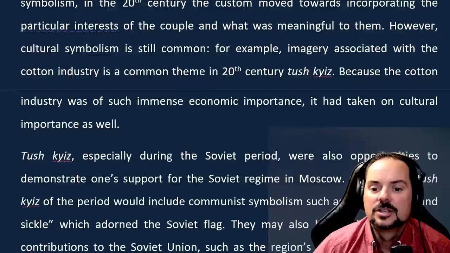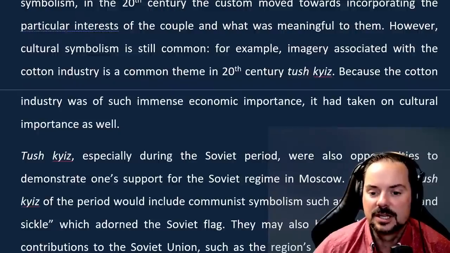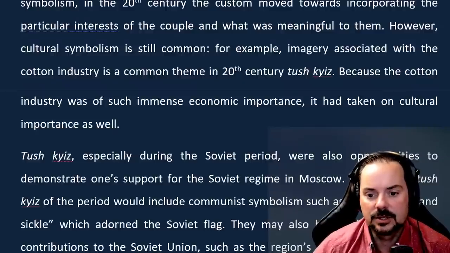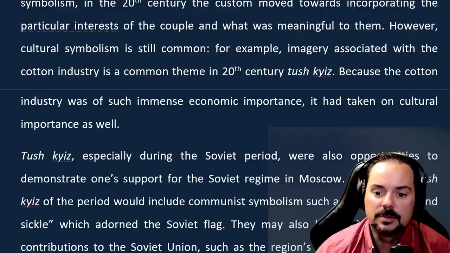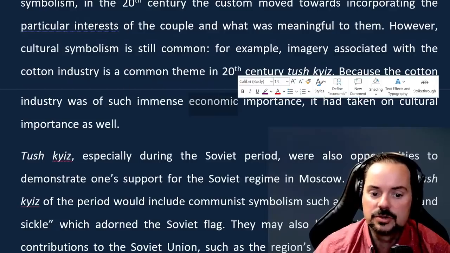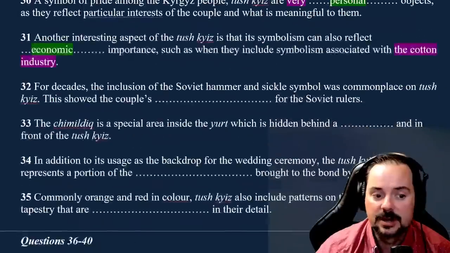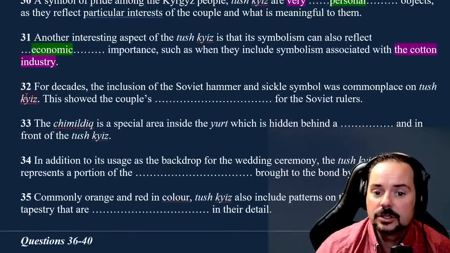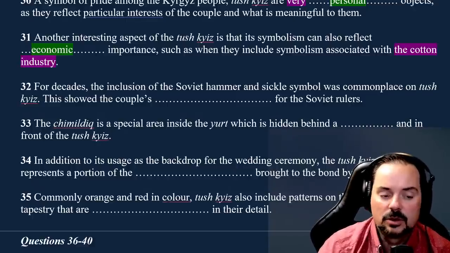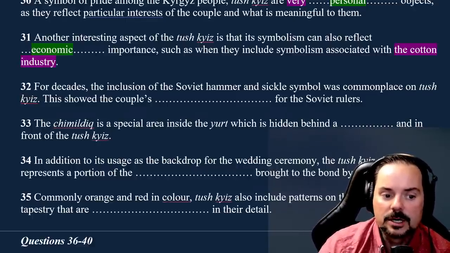Okay. So, do you see the word that you think it is? Do you see the word economic? Yes, economic importance. So, now that you see the two together, cultural importance and economic importance, and you see cotton industry, stick with it. You might be like, well, is it cultural importance or is it economic? Well, you thought about economic on your own and you see cotton industry, so stay with economic. And then you're good, okay? For this question, they would probably take both cultural and economic. And economic works, all right?